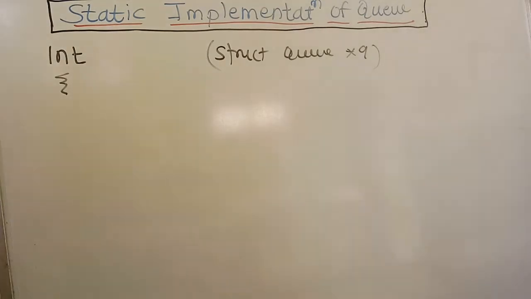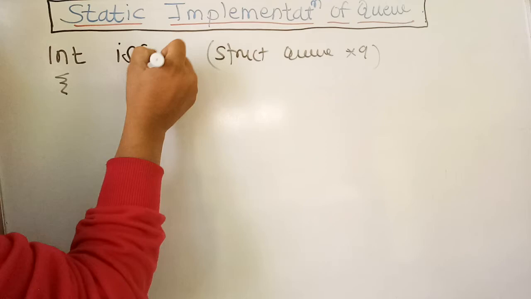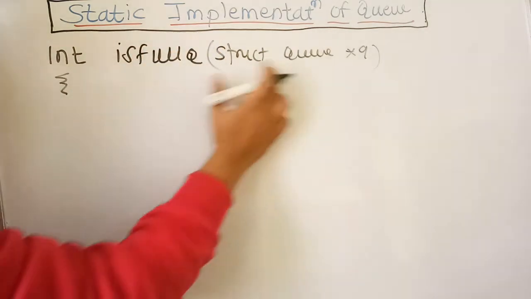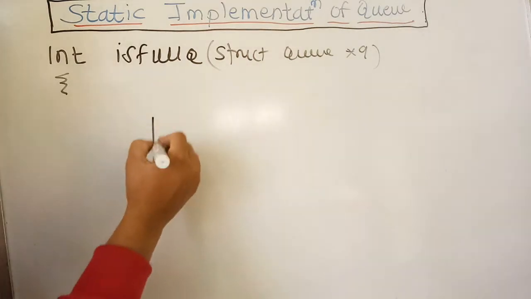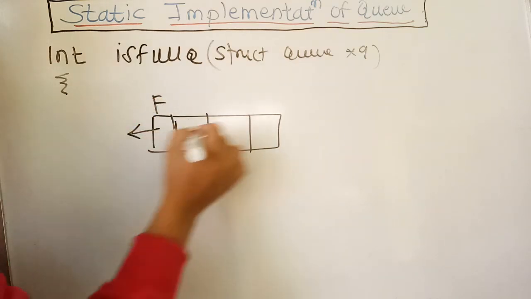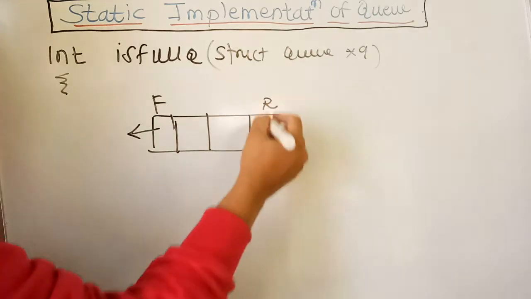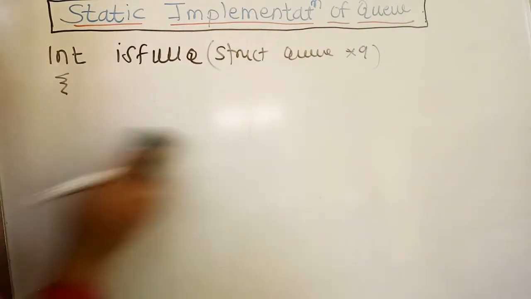Now we will write the next function, that is nothing but the is full function. So we will write like integer is full, struct queue type star q. Now when is the queue full? We all know that all the elements are deleted from the front and all the elements are inserted from the rear.